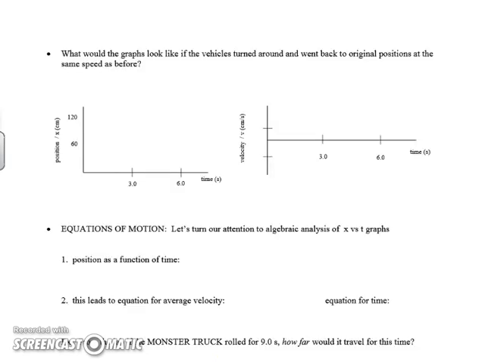All right, last thing I want to do with this before we end it is, what would the graphs look like if the vehicle turned around and went back to the original positions at the same speed as before? So at time 0, let's take the VW. Where is it? It's at 120 units away. It's going to turn around and go back the same as before, so it's going to take 3 seconds to get back to its original position. We know it's moving at a constant speed, so constant speed means a straight line, so the VW is going to look like this.